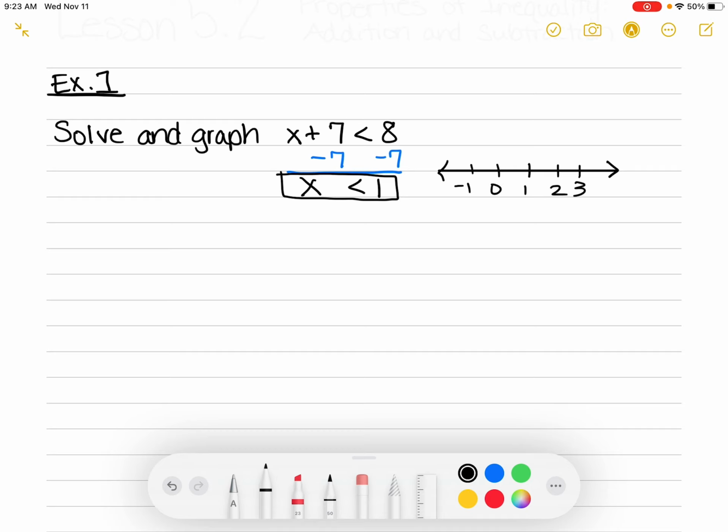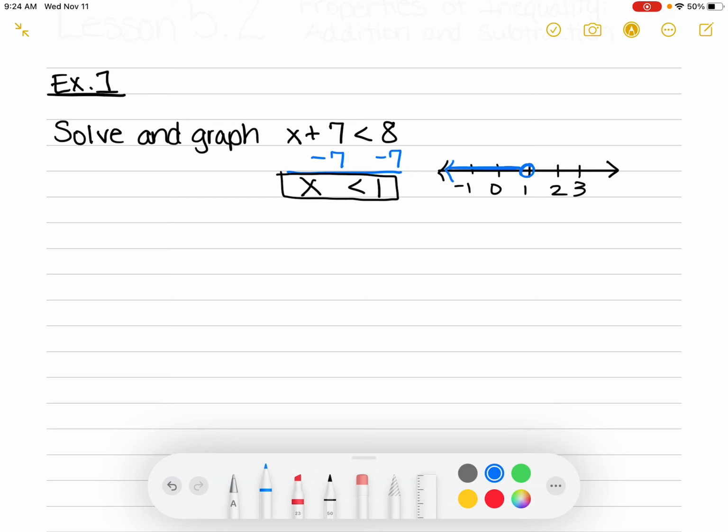Okay, remember from yesterday when we graphed these, if it's less than with no line underneath it, that means I'm going to use an open circle. That means it does not include the 1. And then I'm going to shade the stuff that's less than 1, or just pointing to the left. And there's your answer for example 1.